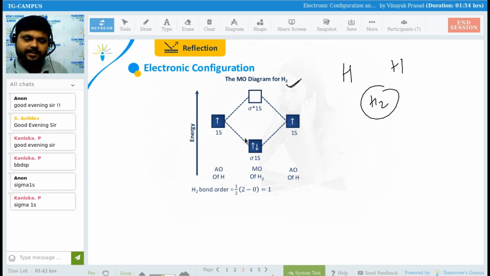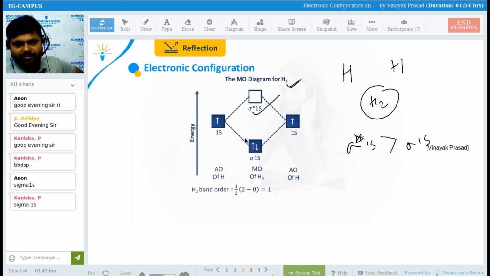Sigma 1s is the wrong answer. I have always told you that sigma star 1s will have the higher energy, because this is anti-bonding. Wherever there is anti-bonding, there will be more energy. Wherever there is bonding, there will be lesser energy because they are more stable. Getting my point? Easy. You can see here that from bottom to top, the energy is increasing. So sigma star 1s will have higher energy than sigma 1s.